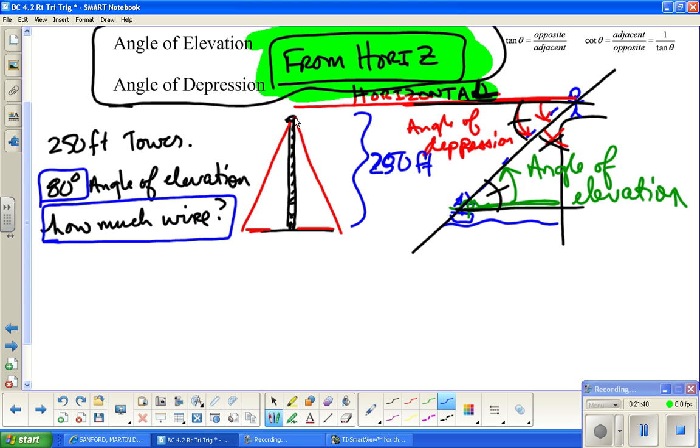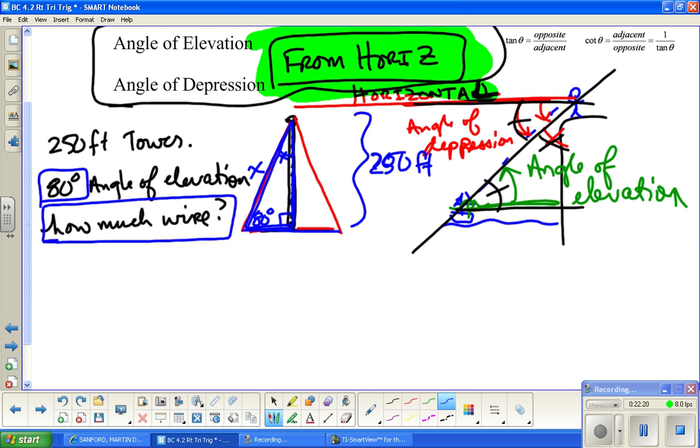Just a reminder that the angle of elevation has to be from the horizontal. So this is not it, not this one, because that angle is with the vertical. The 80 degrees has to be down here at the ground in this case, and so the focus needs to be on this triangle. We're going to make an assumption here, which is very common, that the ground is horizontal and the tower is vertical, and so that makes a right angle. So our question is, how long is this wire?